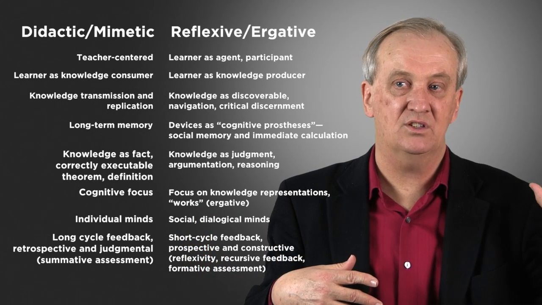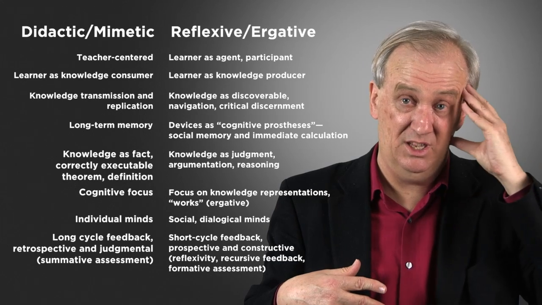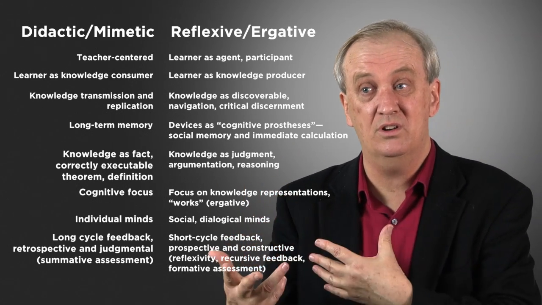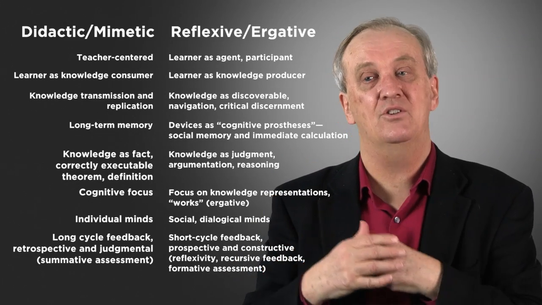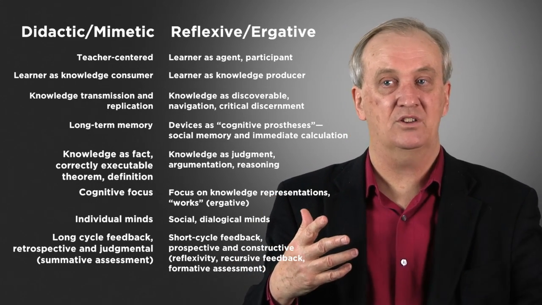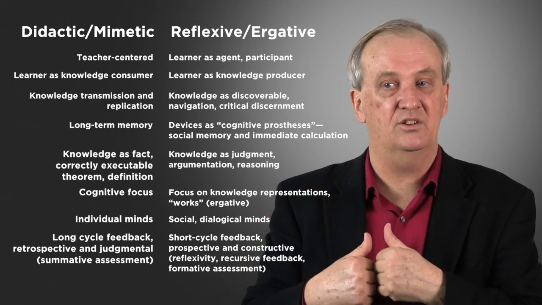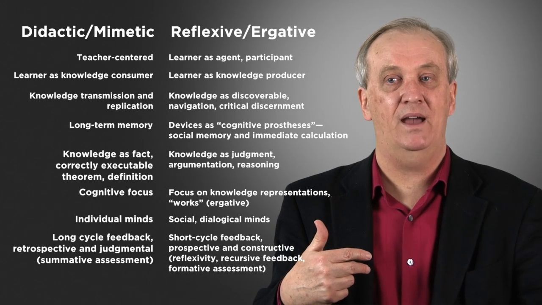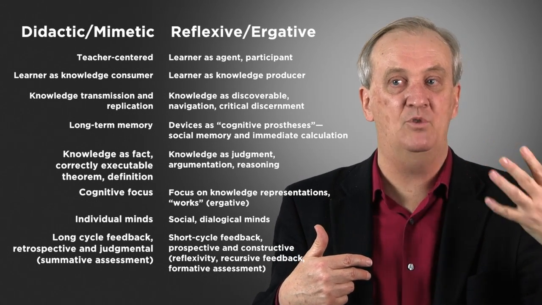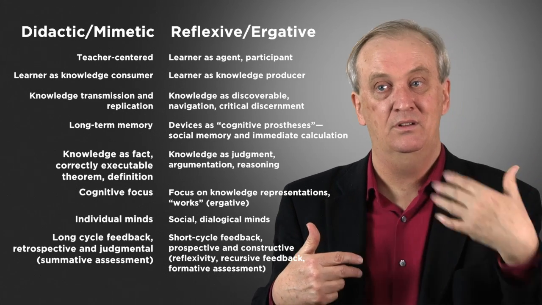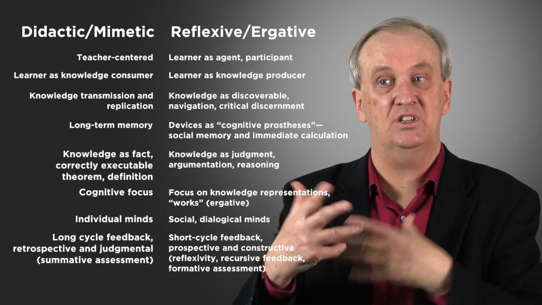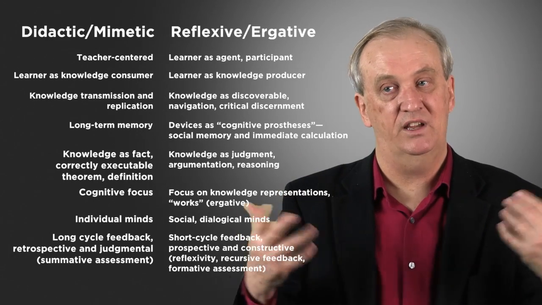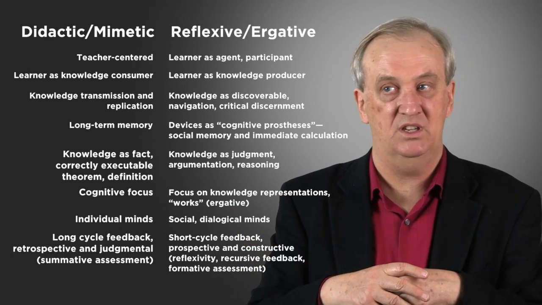We move from a focus on learning which is cognitive, which is essentially what my brain can do, to a focus on knowledge representations or works, which is this ergative notion. We move from a focus on individual minds to social and dialogical minds. We move from long cycles of feedback and feedback which is retrospective and judgmental, in the form of summative assessment, to short cycle feedback, which is prospective and constructive, which we call reflexivity, recursive feedback, formative assessment.